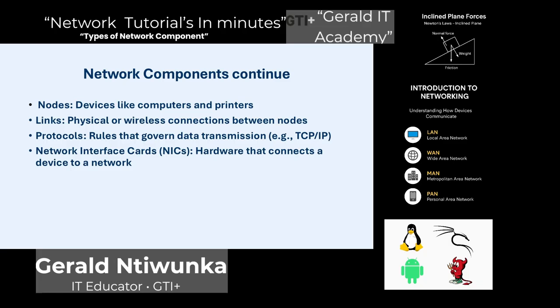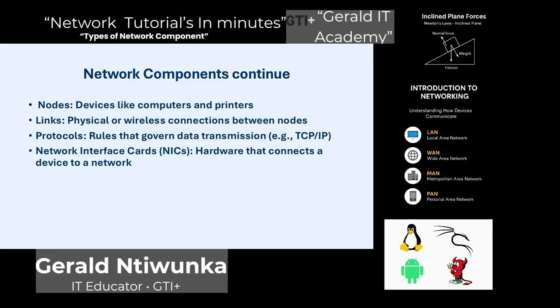Now, as I said, network components include nodes. What are nodes? These are devices like computers and printers, the end systems of this whole thing, where your connection will end, like ending on the computer where you socket your USB and your printer where it prints your documents. They are called nodes.